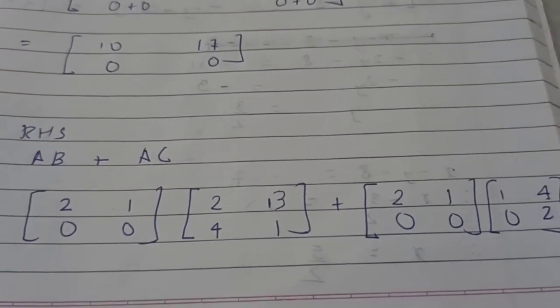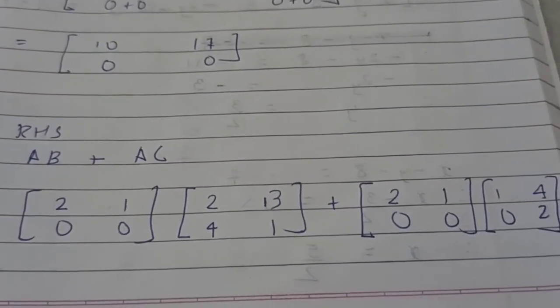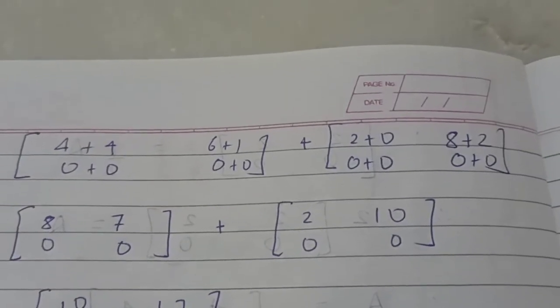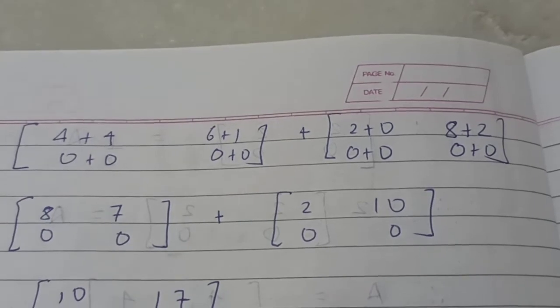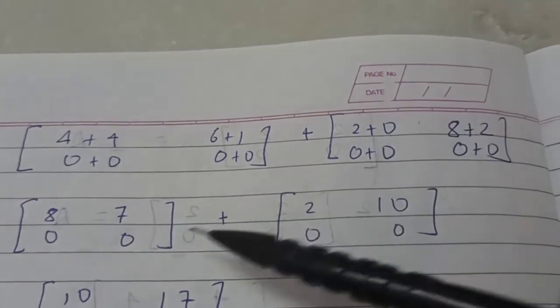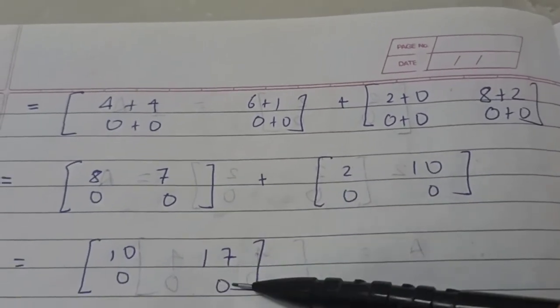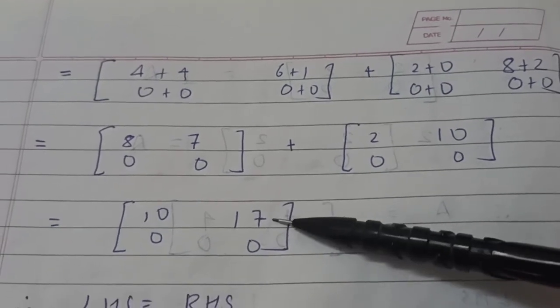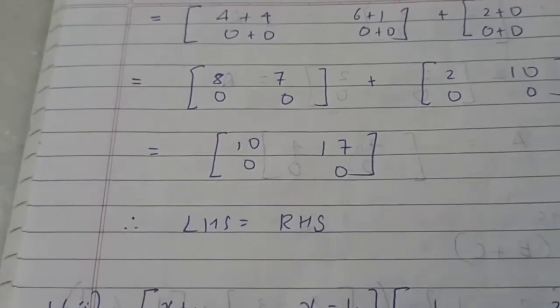You all know how to multiply. Now pause the video and do it on your own. Did you get this? Or did you make some mistake? So I got 2 matrices, add them and you get this answer, which is the same as the LHS. So LHS is equal to RHS.